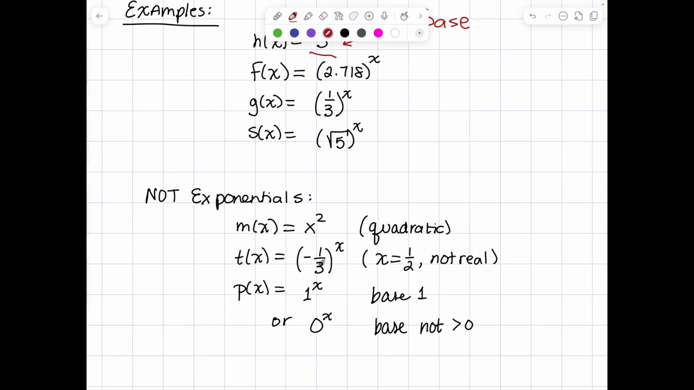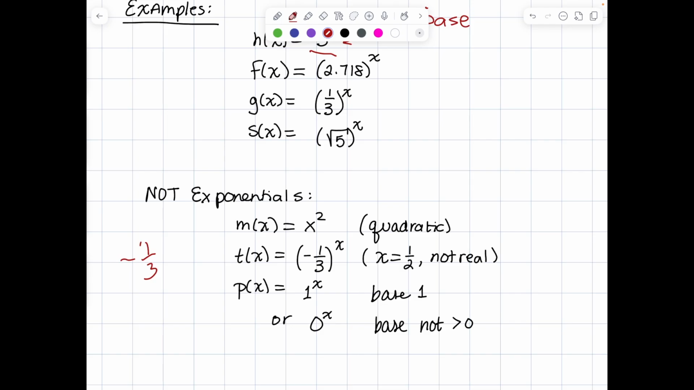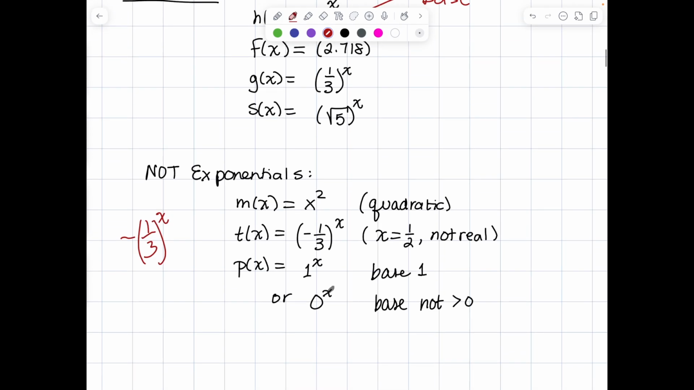Now, this is different. You can have a negative exponential, right? So you can have negative 1/3 x. That's completely fine. You just can't have the negative on the inside with the 1/3. So as long as the negative is on the outside, it's fine.